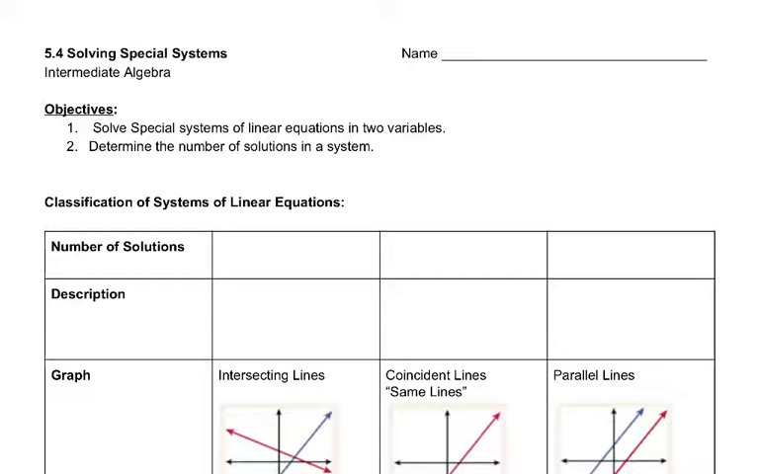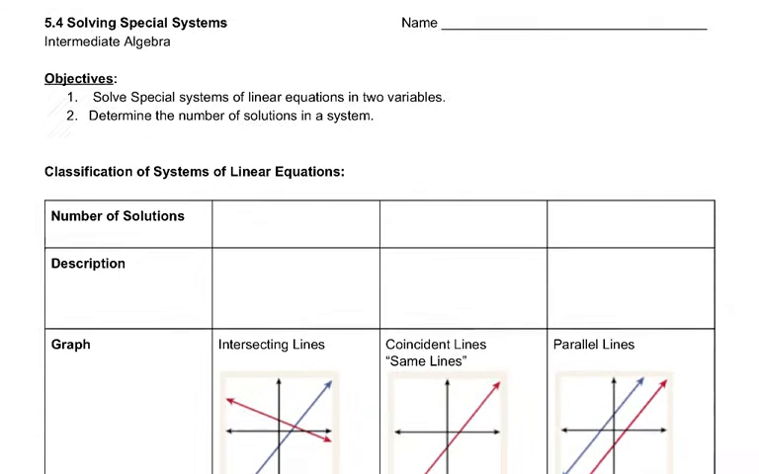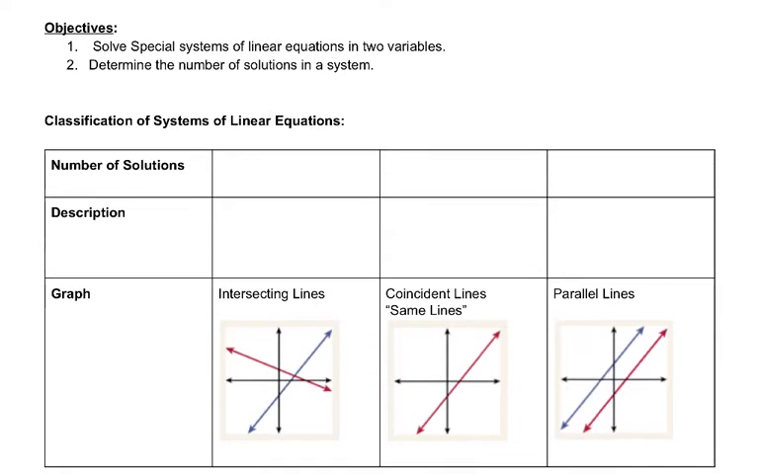Alright, so here are our 5 notes on solving special systems. Our objectives are to solve special systems of linear equations in 2 variables, which we've been doing, just not the special ones, and then determine the number of solutions in a system.